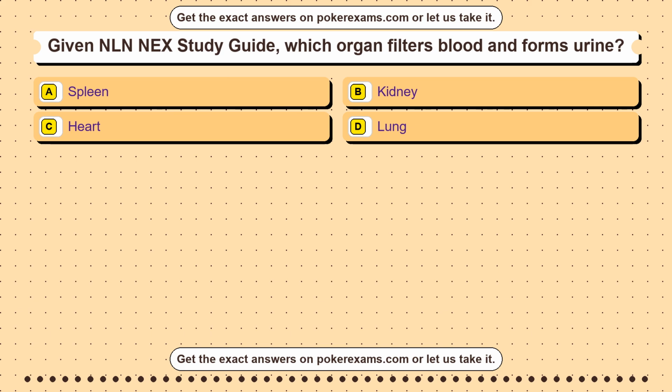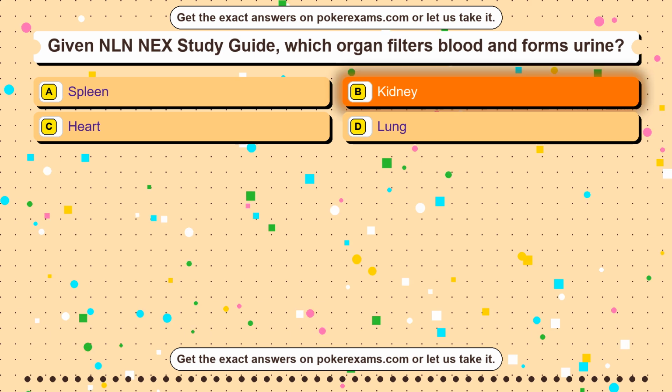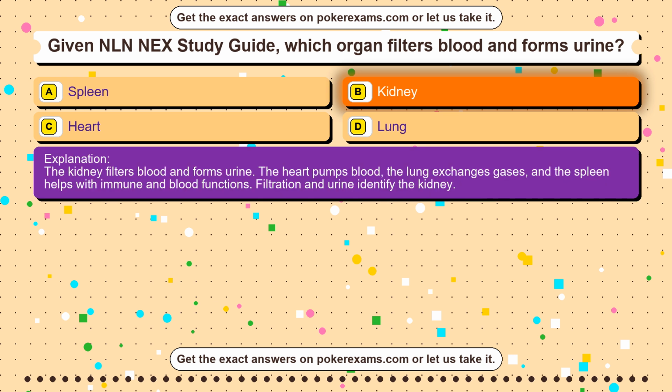Question 48. Given NLN NEX Study Guide, which organ filters blood and forms urine? Option A. Spleen. Option B. Kidney. Option C. Heart. Option D. Lung. The correct answer is option B, kidney. The kidney filters blood and forms urine. The heart pumps blood, the lung exchanges gases, and the spleen helps with immune and blood functions. Filtration and urine identify the kidney.